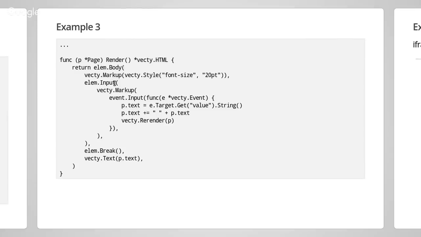Then we have an input element with markup. The markup is one event handler. I will come to that later. So we have an input element, a line break, and then a text element. And the text element, we basically print the content of our member variable text. So what we expect is an input field and a text field that we use as output field.